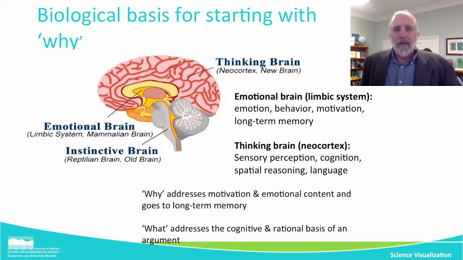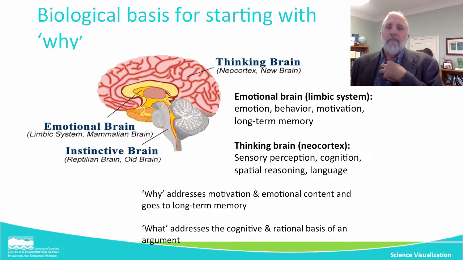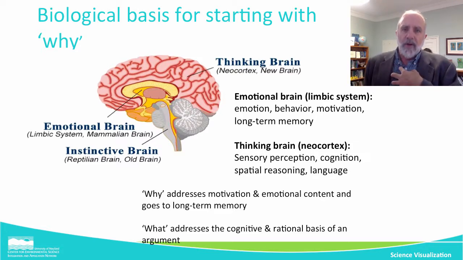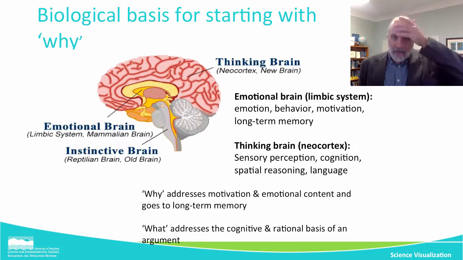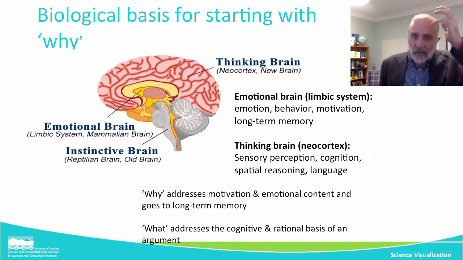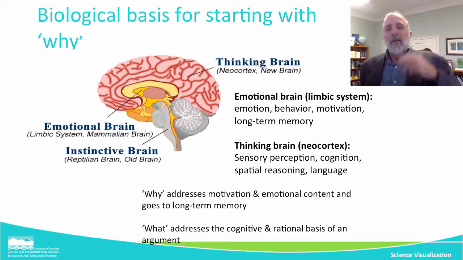And this is because there's a biological basis for this. When you get to the emotional part of the brain, the limbic brain, that's where long-term memory is seated. That's where behavior and motivation is seated. The what deals with the neocortex, the thinking brain, which is the cognitive and the rational basis of an argument. We have to tap into the limbic brain to get that long-term memory and motivation.